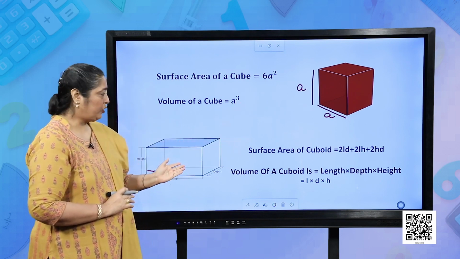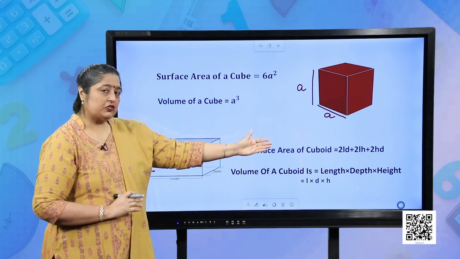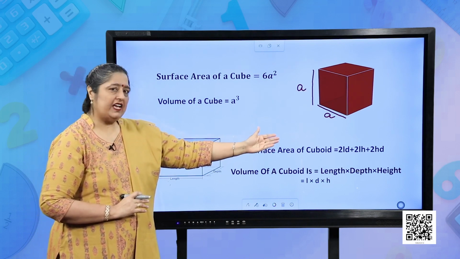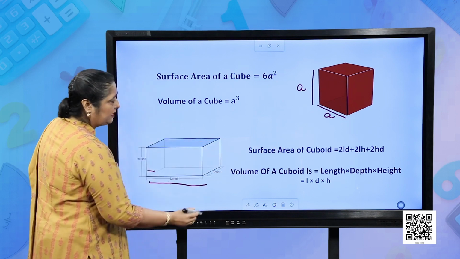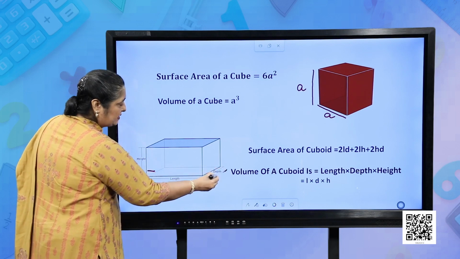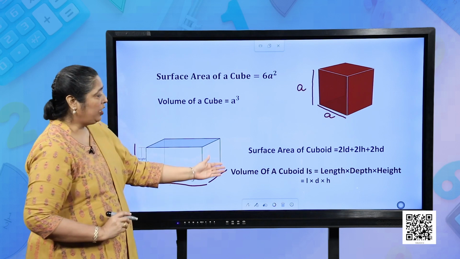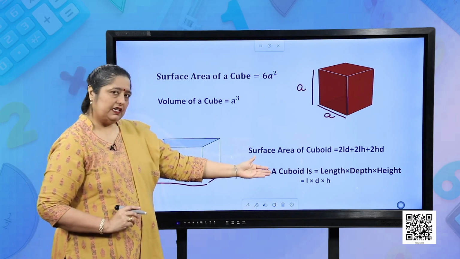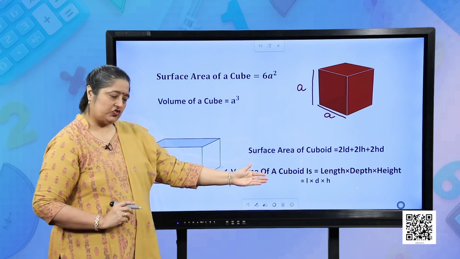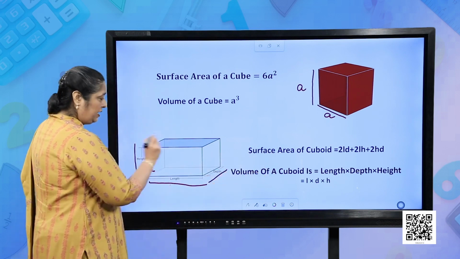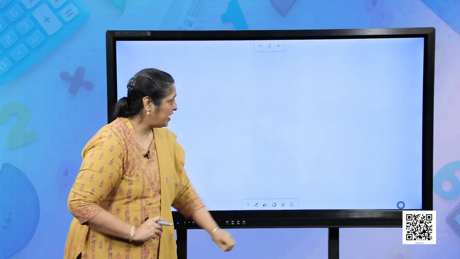Let us move forward to a cuboid. Surface area of a cuboid is 2LD plus 2LH plus 2HD. What are these? L is the length, D is the depth, and H is the height. Similarly, volume of a cuboid is length into depth into height, that is L, D, H, right? Length into depth into height. So, let us move forward to other shapes.